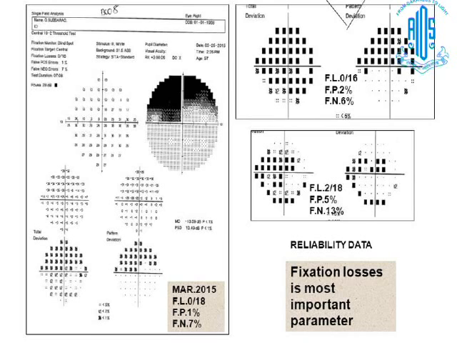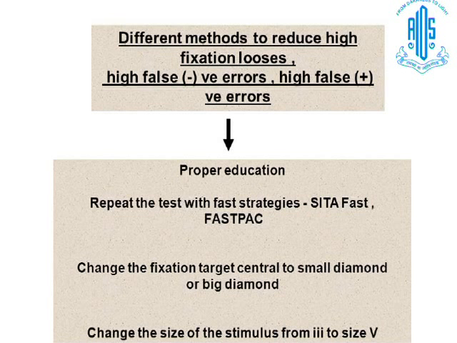Therefore, there is nothing like we can accept up to 10% or 20%. It is not like that. In a known or established case, these parameters don't have much value, but in a suspected case, even 1% will have a great impact.